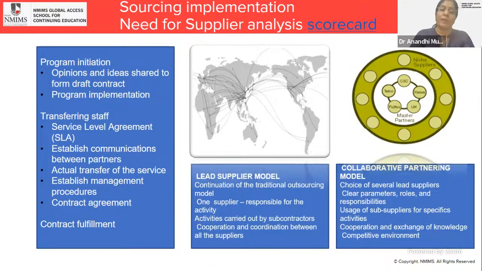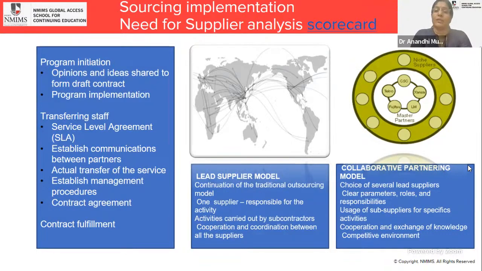This lead supplier will be in connection with the headquarters or the brand, and periodically will be reporting on the changes or progress that is happening. So this is a continuation of traditional outsourcing: one supplier responsible for the entire activity, and activities carried out by subcontractors. That is the lead supplier model. Even in a manufacturing setup, you procure raw materials, spares or components from multiple suppliers, and there will be a consultant, or maybe we can call it an agent, a type of supplier who will consolidate all the supplies and supply them to the manufacturer. That exactly is the lead supplier model.